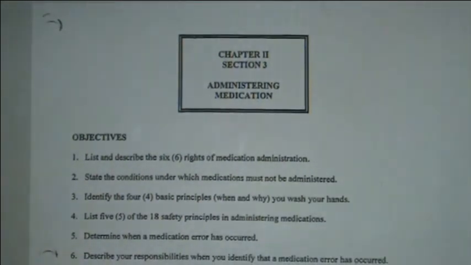And we are going to go to section 3 of chapter 2, administering medication. We're going to talk about the 6 rights. Conditions under which medication must not be administered. 4 basic principles, when and why you should wash your hands. Safety principles in administering medication. Determine when a medication error has occurred. Describe your responsibilities when you identify that an error has occurred. We're going to talk about PRN medication, which means as needed, PRN orders, and list your responsibilities when administering PRN medications.